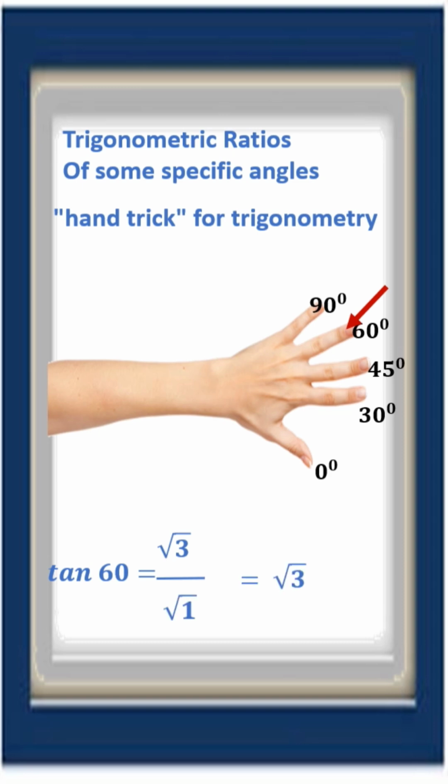You can find the ratio of cot 60, which is the reciprocal of tan 60. What is cot 60? 1 by root 3.